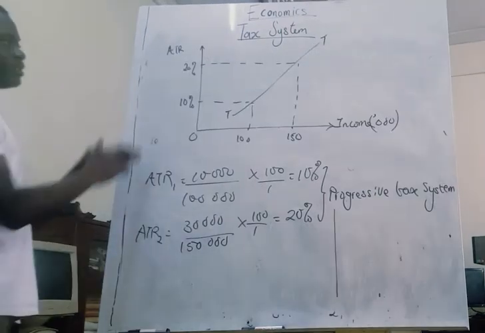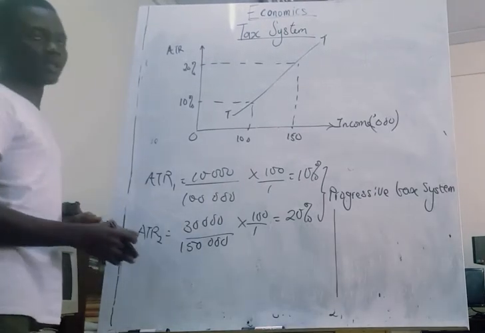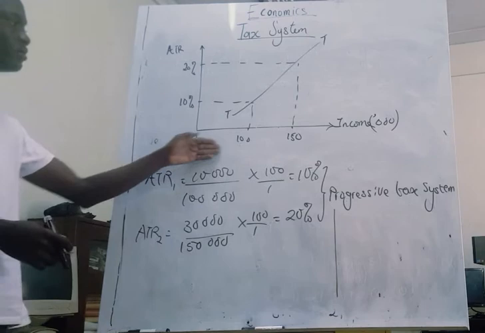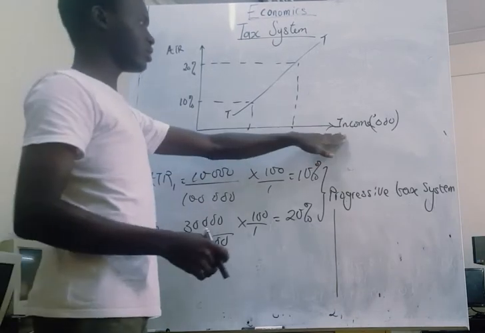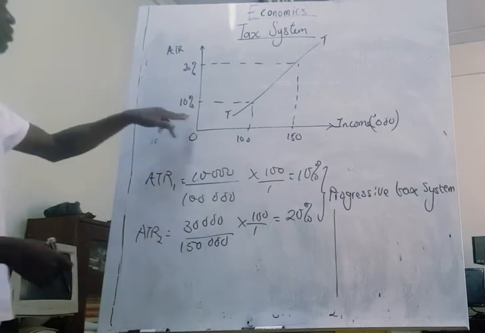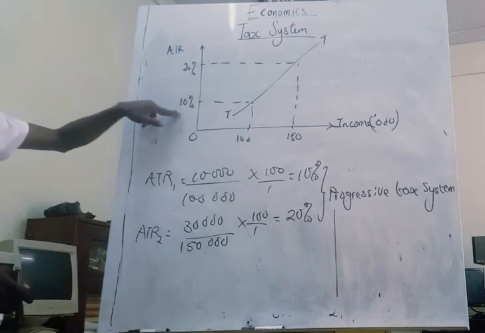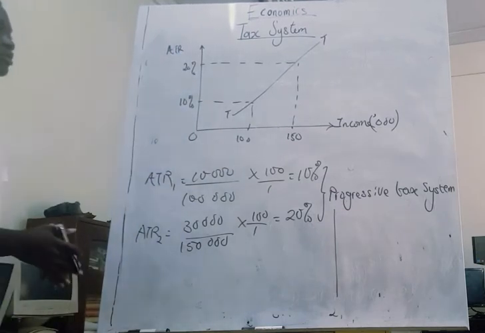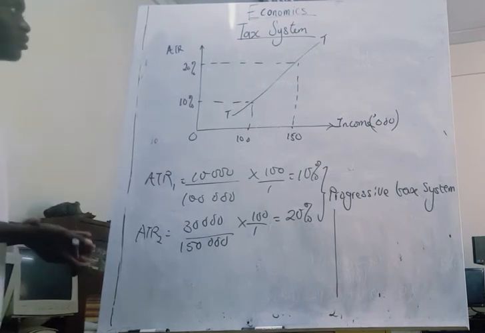So this is the graph of Mr. King's tax system. The income is measured in thousands, from 100,000 to 150,000. We discovered that the higher the income, the higher the tax rate. So the curve is upward sloping, which is telling us that this is a progressive tax system.